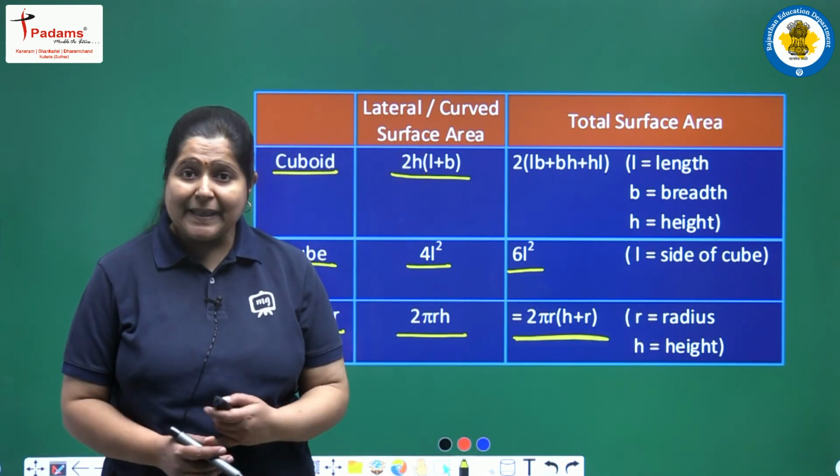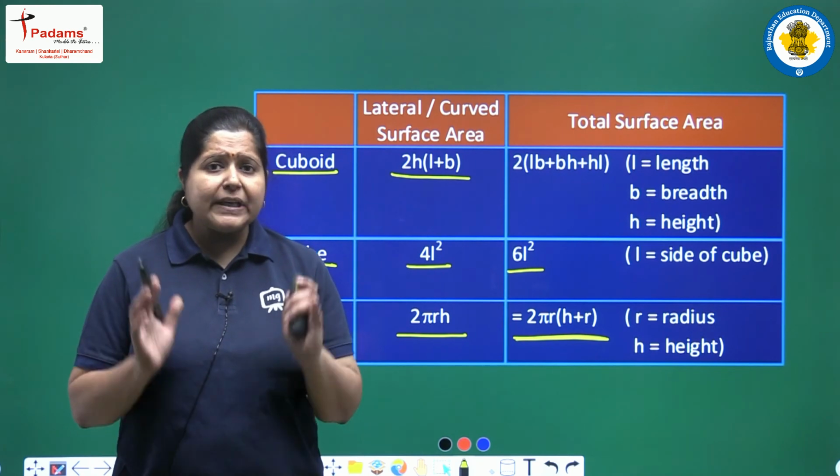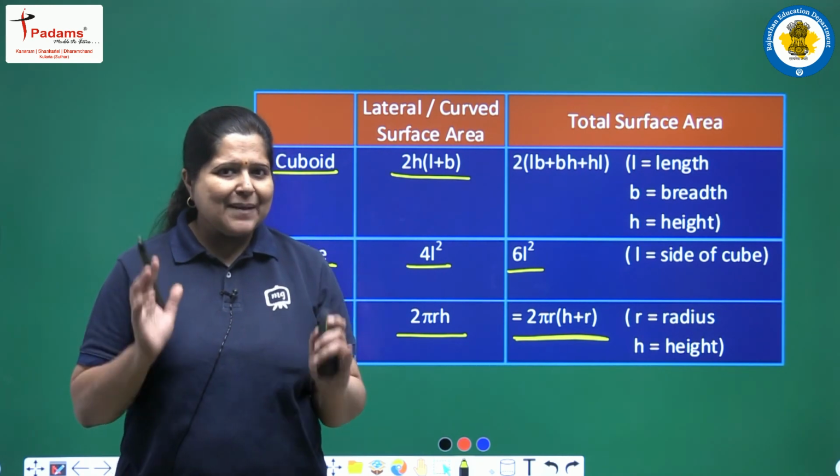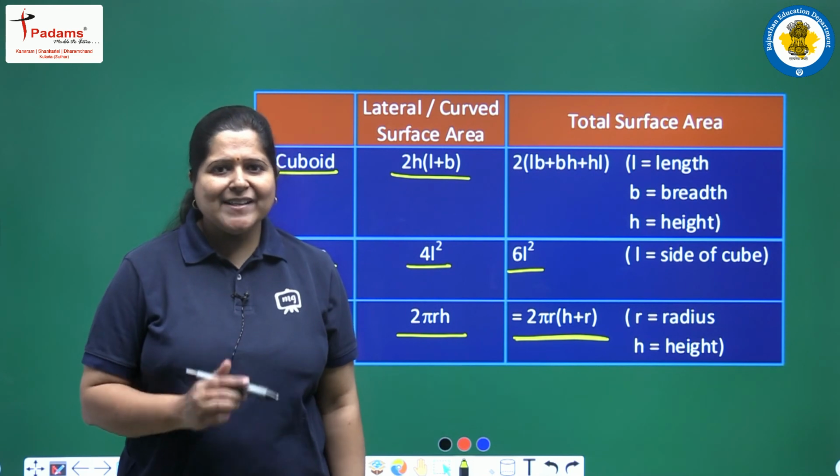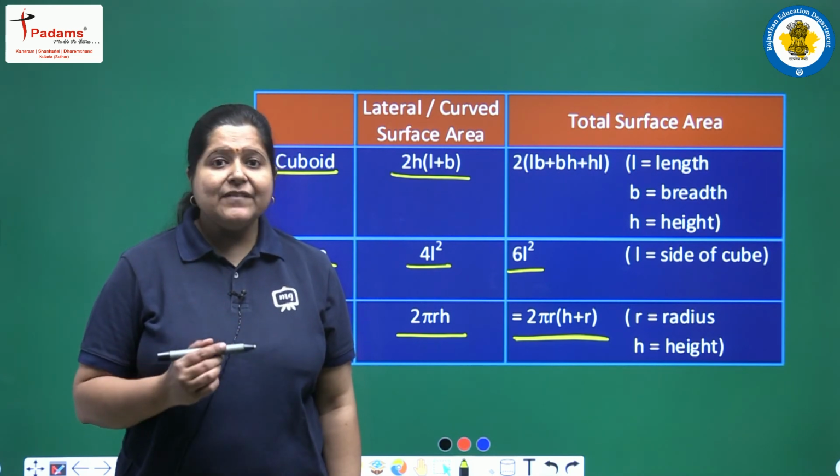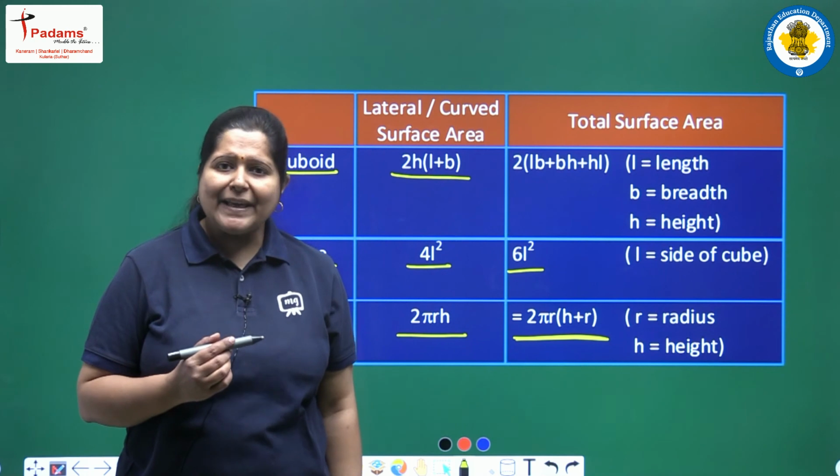R denotes the radius of the base and H denotes the height of the cylinder. With this, we complete this segment. I hope all the formulae are very much clear, and by this time you have learnt them well. In our next video, we will do some examples, and then we will be taking up some questions from your coming exercises.